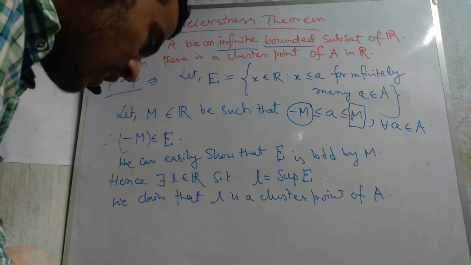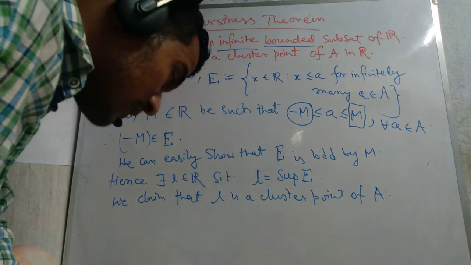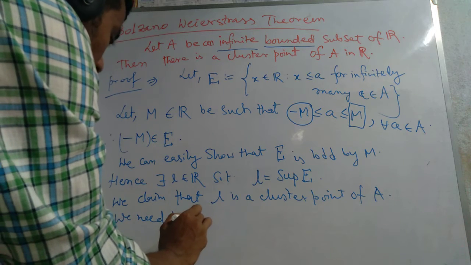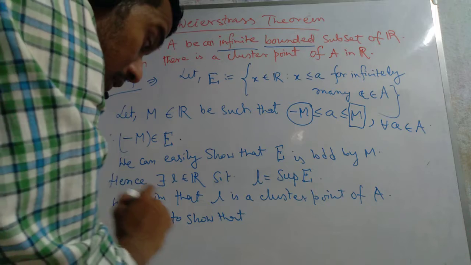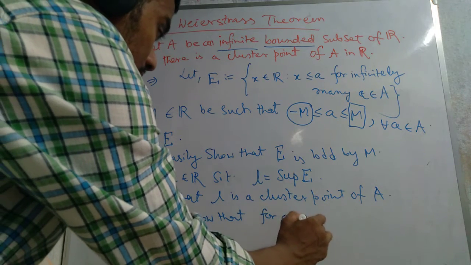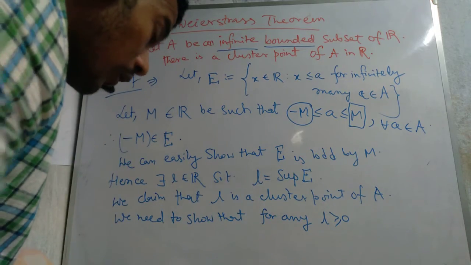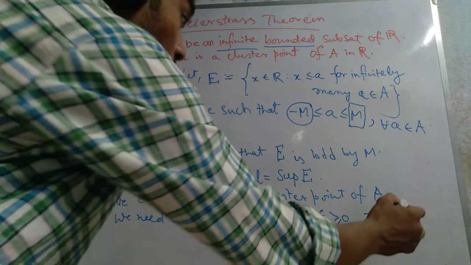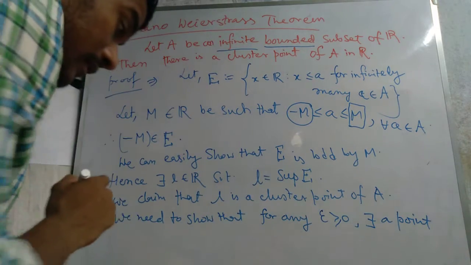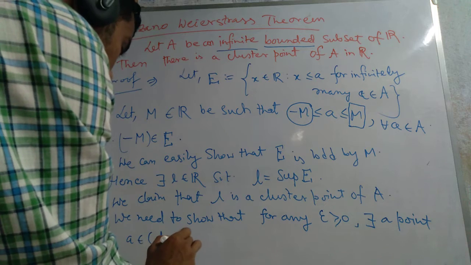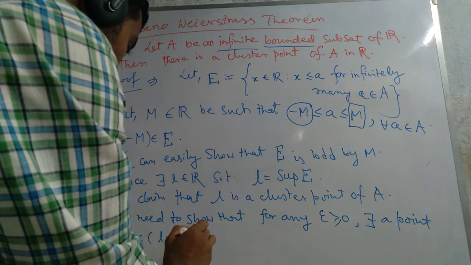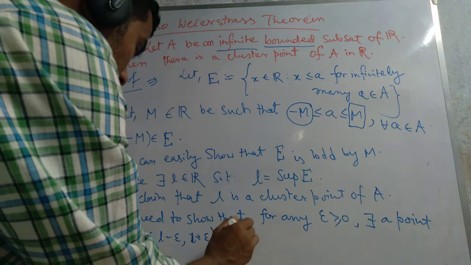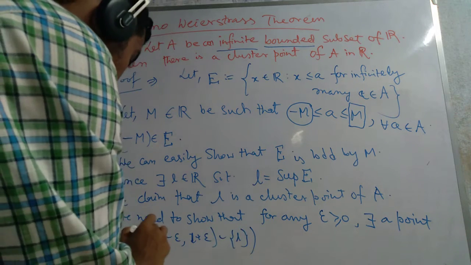Now we show this. We need to show that for any epsilon greater than 0, there exists a point a belonging to (L − epsilon, L + epsilon) minus {L}, intersection A.